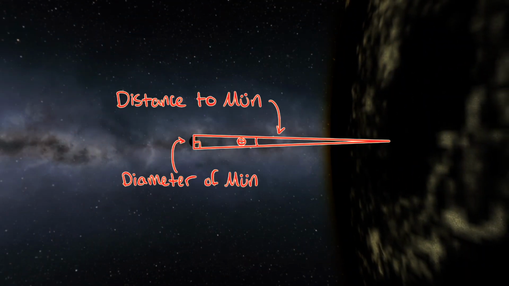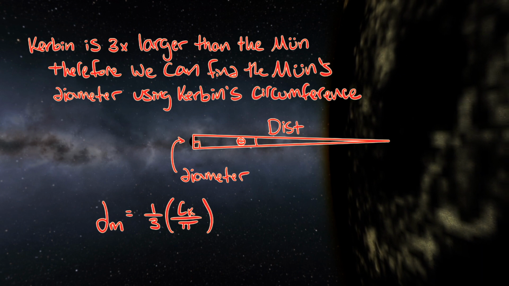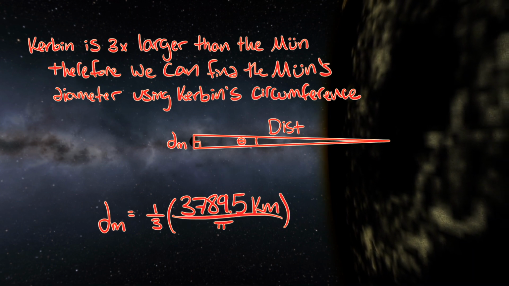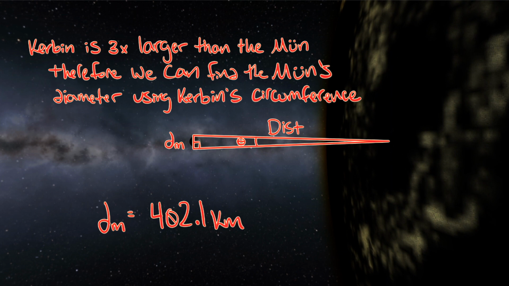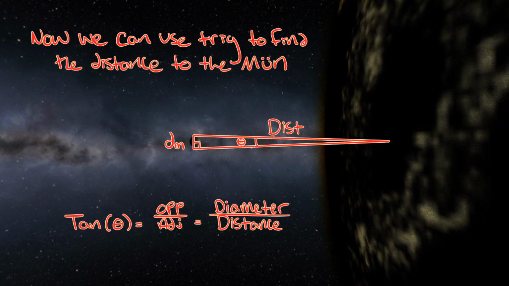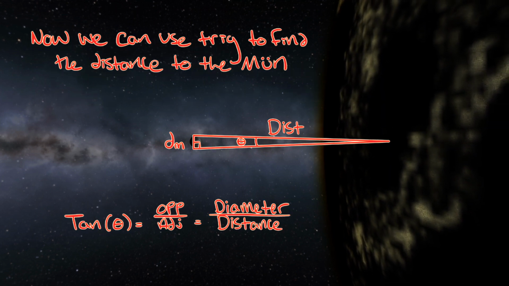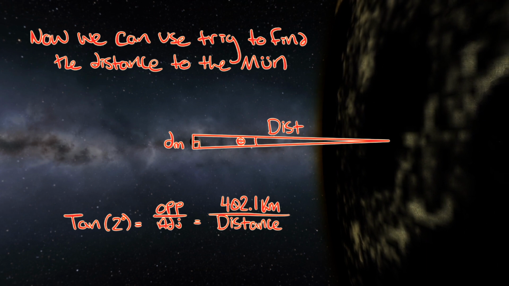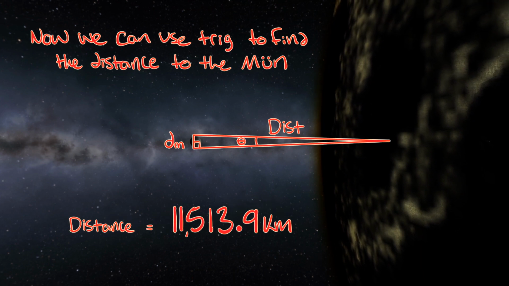Bringing everything together, we can make similar triangles to find the distance and size of the moon and Kerbal. We know that Kerbin is 3 times larger than the moon, so we can calculate its diameter from Kerbin's circumference. We can now plug in 402 kilometers as a diameter and calculate that its distance to Kerbin is 11,514 kilometers.